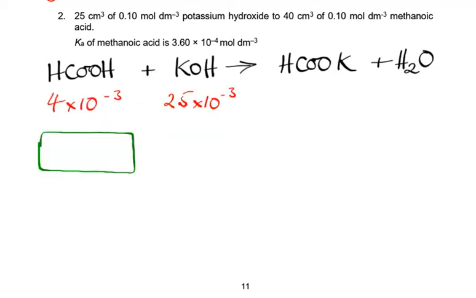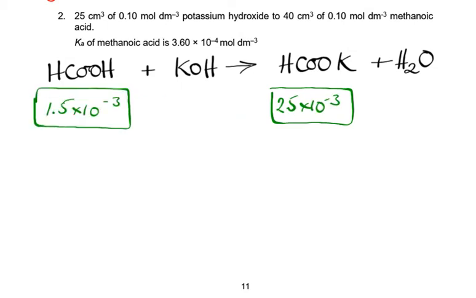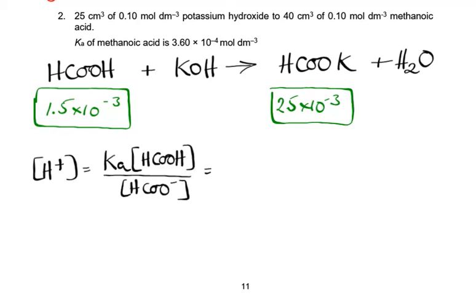The moles of methanoic acid remaining is one take away the other, which should give us 1.5 times 10 to the minus 3. And for the moles of potassium methanoate, this is however much potassium hydroxide we added, and that's going to be 2.5 times 10 to the minus 3. Let's pop those numbers into the rearranged Ka expression. Again, at the minute we just have the moles, but moles are fine since they've both got the same volume.